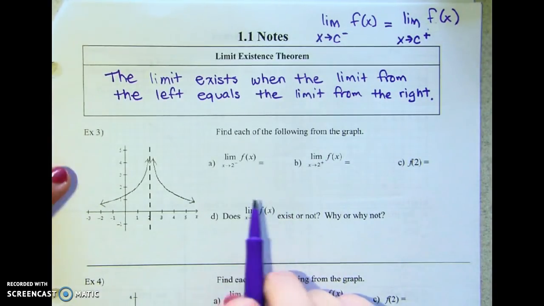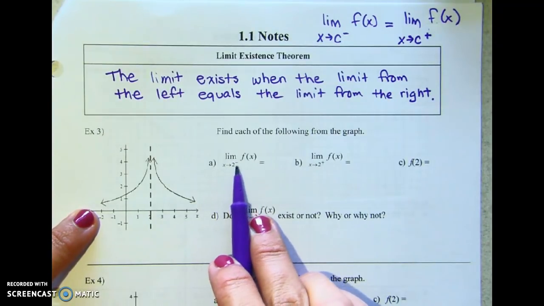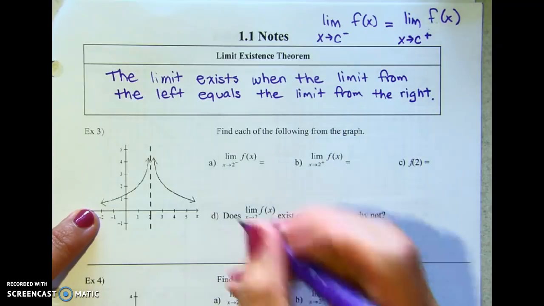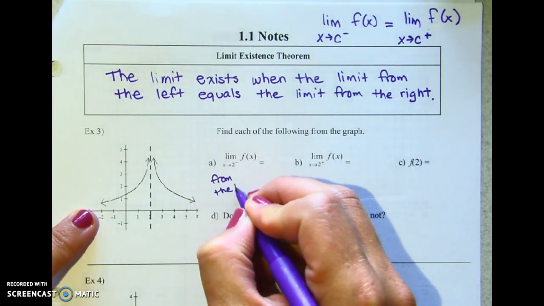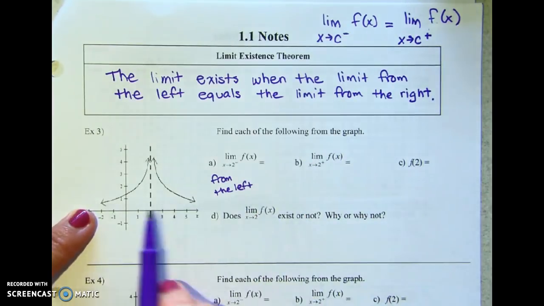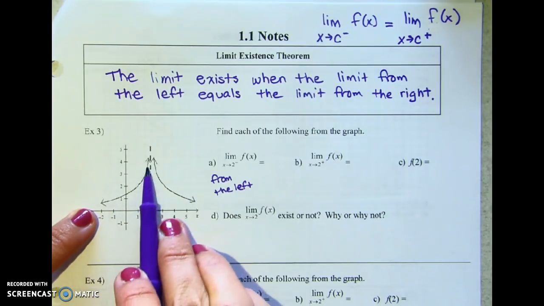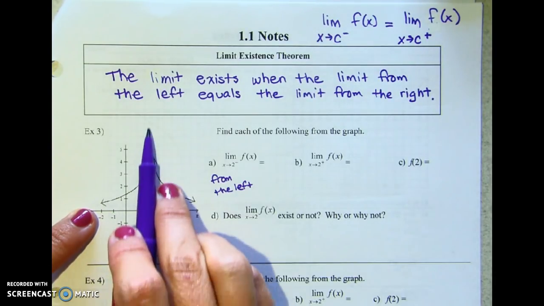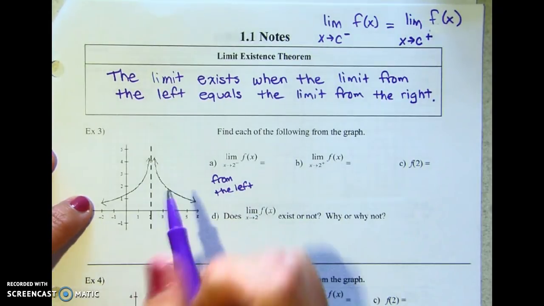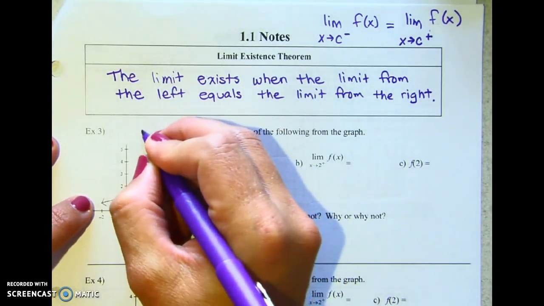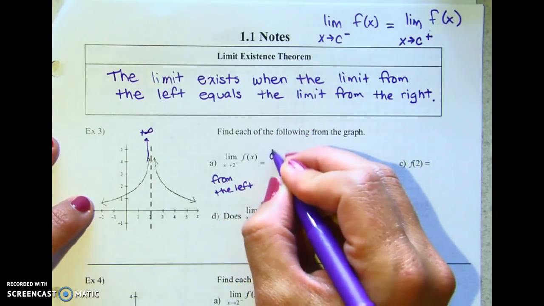Ready? Example 3. The limit as x approaches 2 from the left. So that's not -2. That means from the left. So from the left, as you approach 2, where is this function going? Is it landing at a single number? It is not. It's just going and going and going up to positive infinity, right? So we actually say that that limit does not exist.